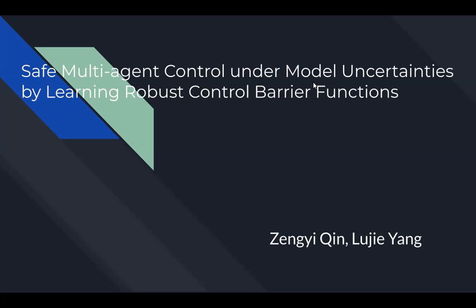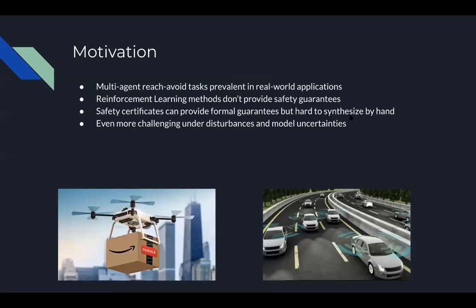Our project is Safe Multi-Agent Control under Modal Uncertainties by learning robust control barrier functions. Multi-agent reach-avoid tasks are prevalent in many real-world applications, such as drone delivery and self-driving. However, the current safe reinforcement learning methods can't provide safety guarantees. Even though they minimize the cost, they can't guarantee that those safety constraints are satisfied in training or testing.